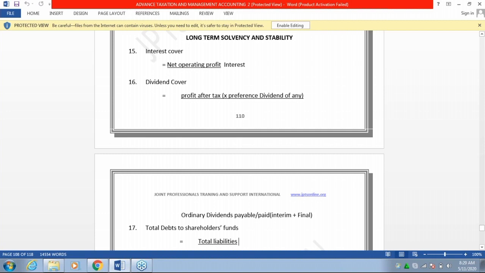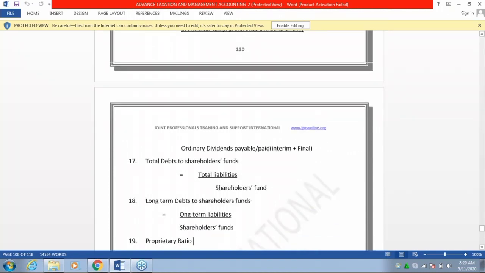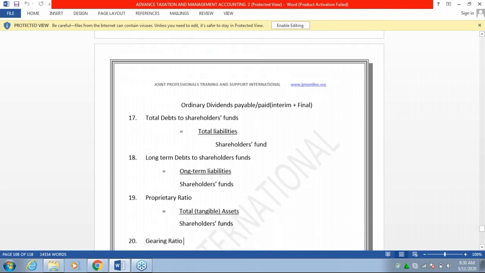All the materials in the trading profit and loss account are the ones that are going to be used, because it is from it that we'll be able to determine the profit before the tax. And if there is any dividend of any nature, then we take the profit after the tax all over the ordinary dividend payable. Then we have the total debt to the shareholders fund. That is the total liabilities all over the shareholders fund. Then the long-term debt to shareholders fund: the long-term liabilities all over shareholders fund.